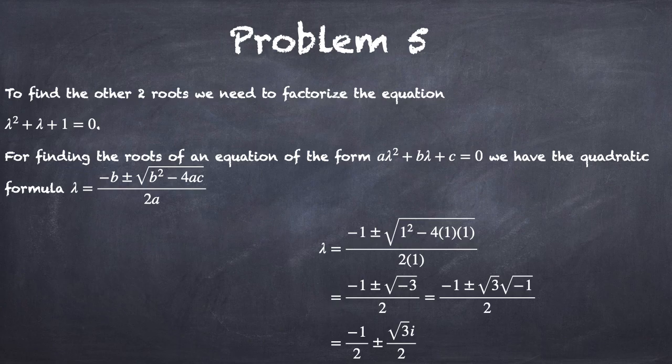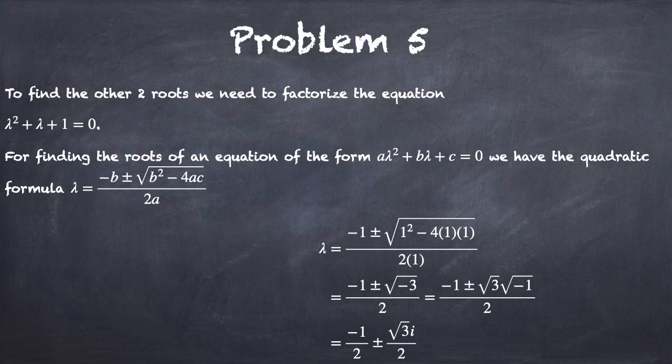If we have an equation of the form a lambda squared plus b lambda plus c equals 0, the quadratic formula is given as lambda equals negative b plus or minus the square root of b squared minus 4ac, over 2a. So I plug in all the values. In this case a equals 1, b equals 1 and c equals 1, because a, b and c are the coefficients of the equation, and all the coefficients are 1, and the constant c is also 1. So I just plug in 1s for a, b and c in the quadratic formula.